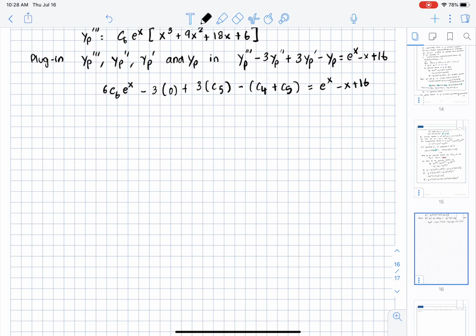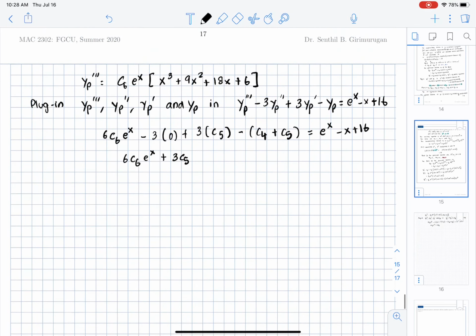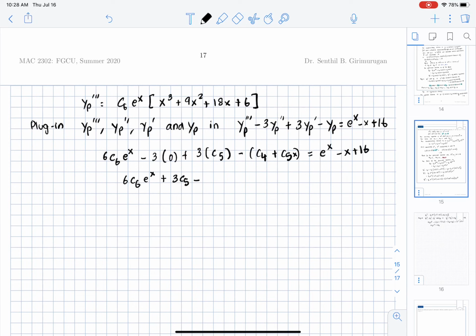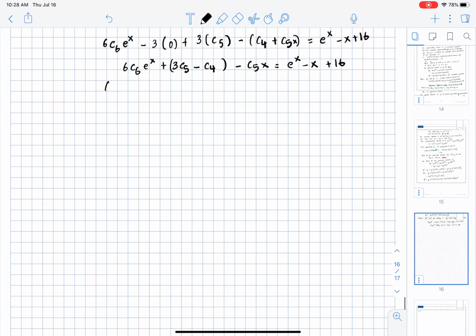So I would end up getting 6c6 e raised x plus 3c5 minus c4 minus c5x equals e raised x minus x plus 16. By direct comparison, I could see 6c6 is equal to 1. 3c5 minus c4 equals negative 1. And negative c5 is equal to 16, which would imply C5 is negative 16.